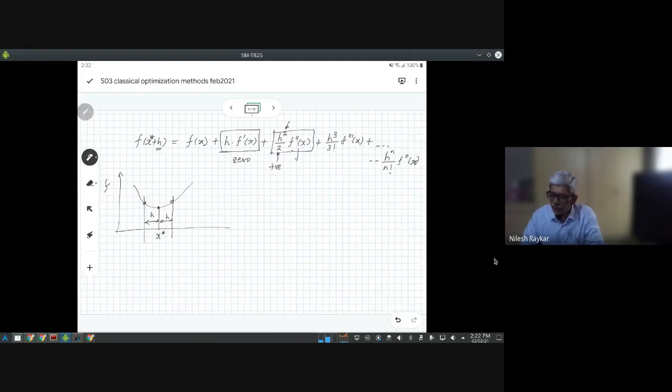And if f double dash x is positive, it means that whether you go to the right of the point or to the left of this point, so this is the value of f of x plus h, whether you are going to the right or to the left, you will always find that in the proximity, the function will be higher than your local point. Which means that your x star is minima.